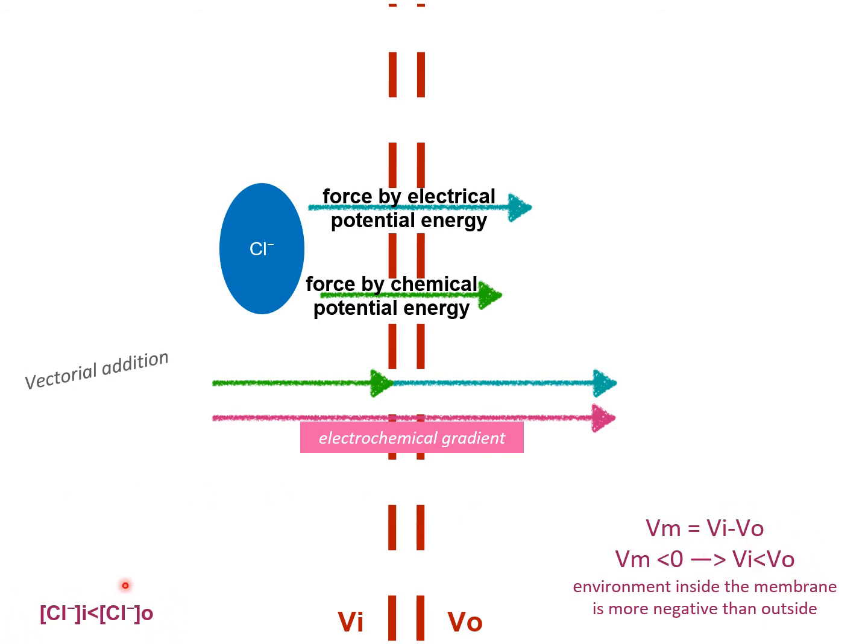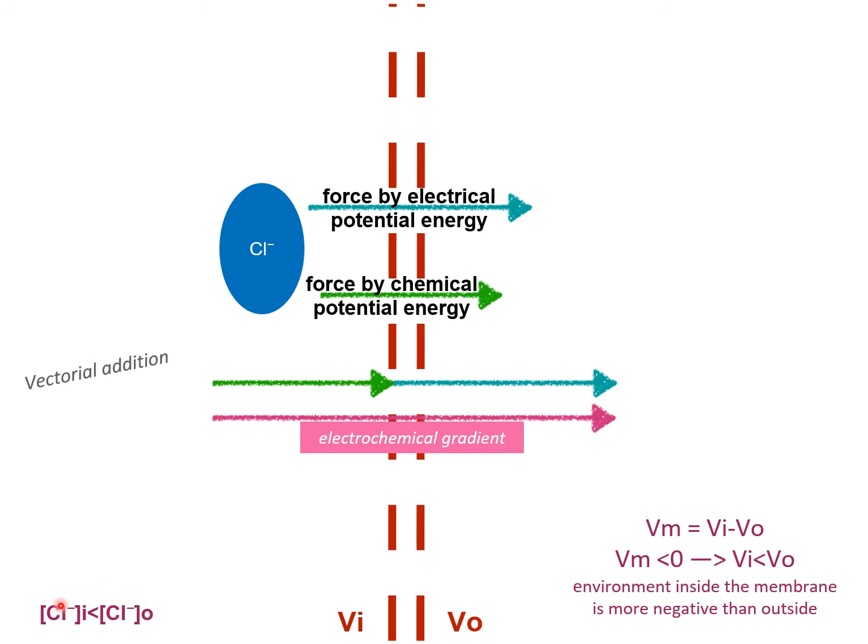Okay, and I also tell you that the concentration of chloride inside is lower than the concentration of the chloride outside. So if we give the force by electrical potential energy, then what happens? Then we can see that the environment inside the membrane is more negative, and the chloride is negative, so the chloride will want to go over to the positive side, not absolutely positive, but it is more positive than this side. We're talking about relevant concepts right now.